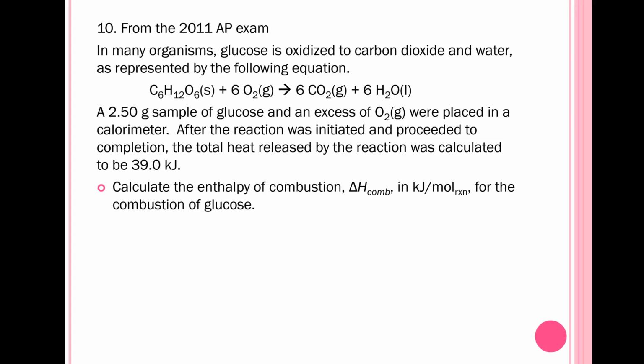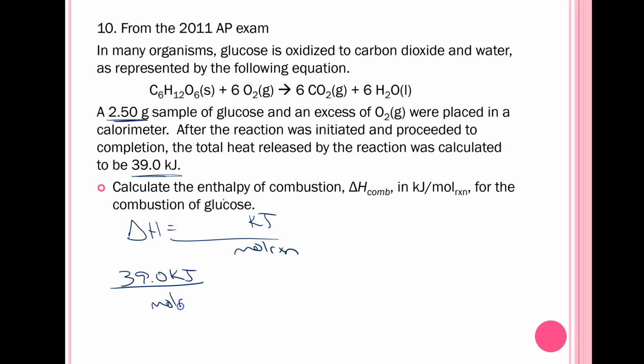So this is actually from the AP exam. They took a very small amount of glucose and it released 39 kilojoules. To determine the enthalpy of combustion, delta H, they want it, first of all, in kilojoules, and then they want it in moles of reaction. So let's do this. I had 39.0 kilojoules, and then I need to know how many moles of reactant I had in order to set up this proportion. So I'm going to do 2.50 grams. 1 mole of glucose is 180 grams.